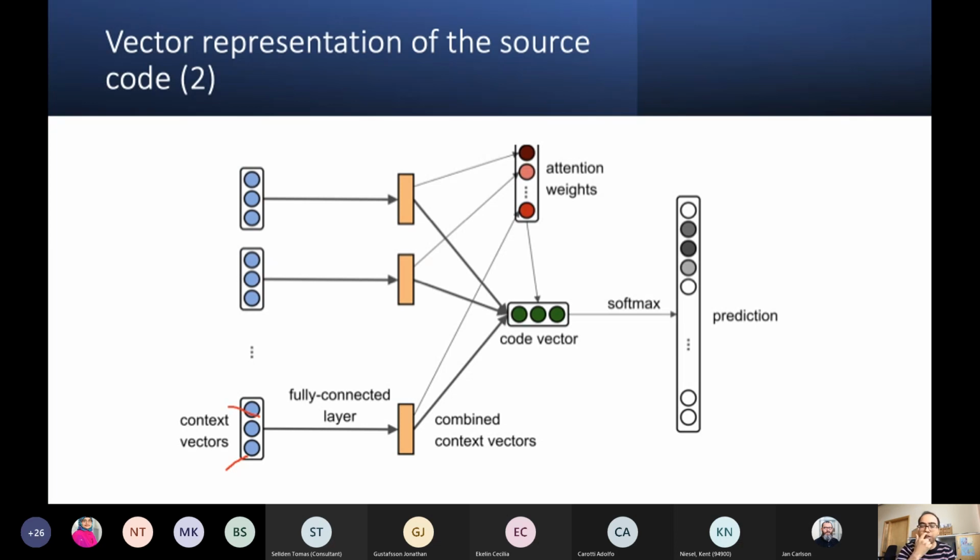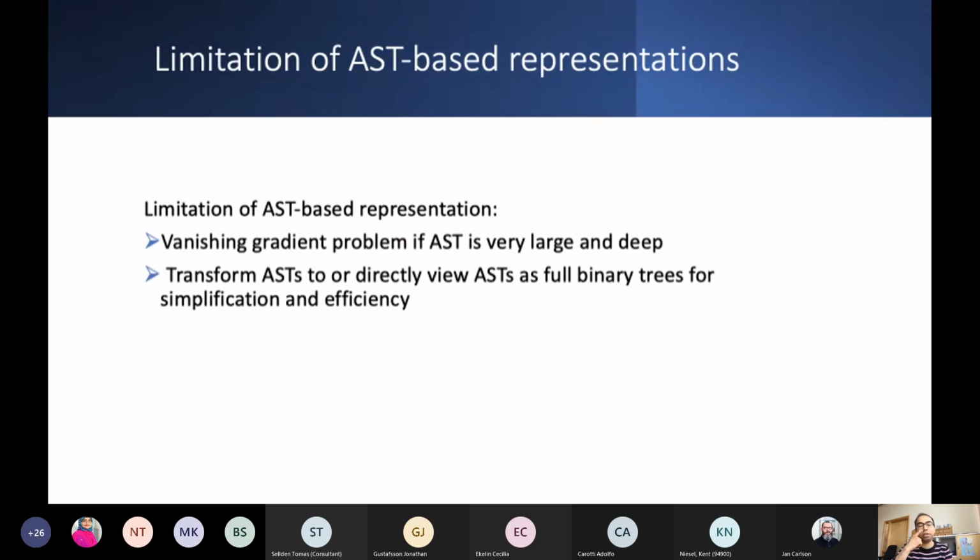So this is the typical procedure to get a final representation of the source code from the AST tree. You can see the code2vec paper to see the details of all the steps. So this is one kind of AST-based representation to represent source code.